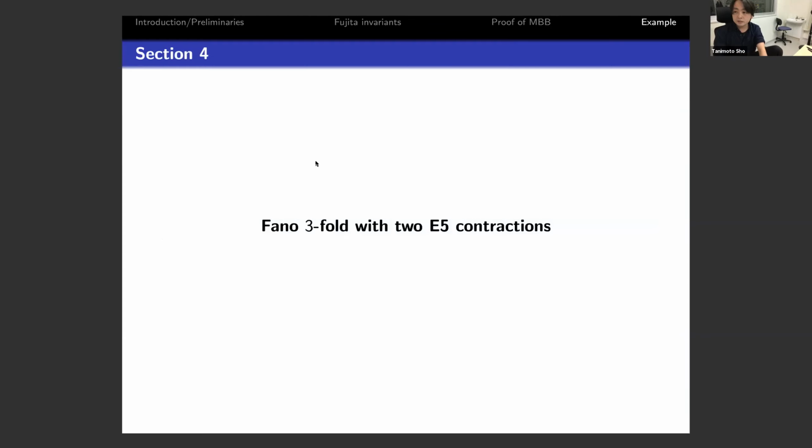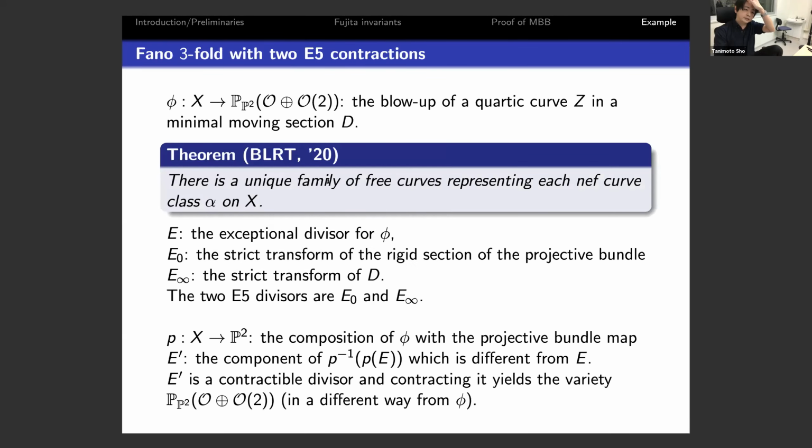So last thing. There's a unique Fano threefold with two E5 contractions. Let me discuss this example, and then I will end my talk. So what is this Fano threefold with two E5 contractions? It is the blow up of the following projective bundle along a quartic curve Z in a minimal moving section.